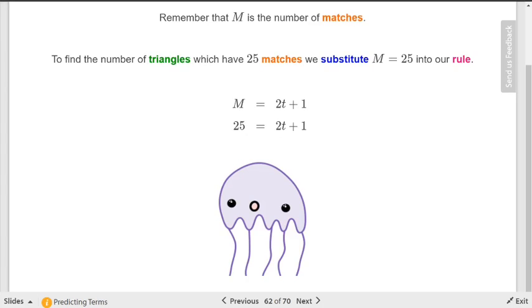This time we have 25 matches, so that means the 25 is going to go on the m side. So we end up with 25 equals 2t plus 1. What letter is it that I'm trying to solve for this time? T. I need to get the t by itself. Is the t by itself right now? No. I've got to move that 2, and I've got to move that 1, right?